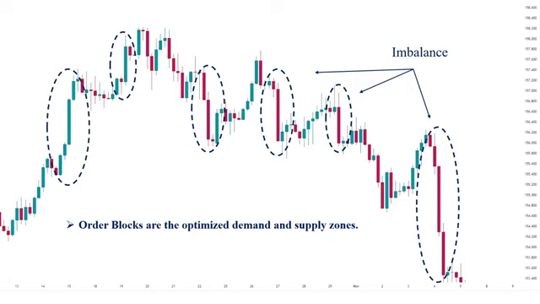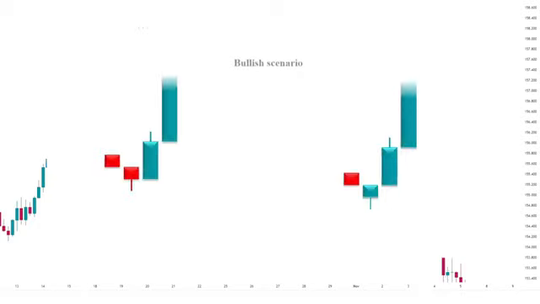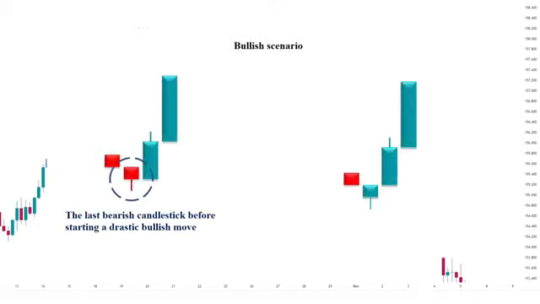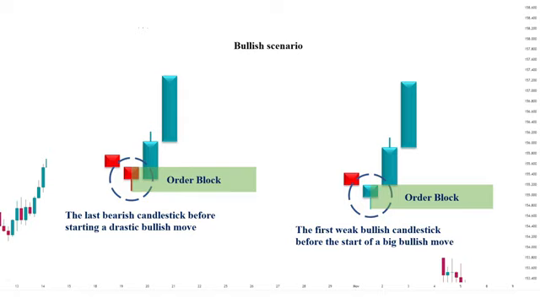Let me show you how we identify the order blocks. In the bullish scenario, the last bearish candlestick, before the start of a heavy bullish move, is identified as the order block zone. Or the first weak bullish candlestick, before the big move. The same concept applies to the bearish scenario.